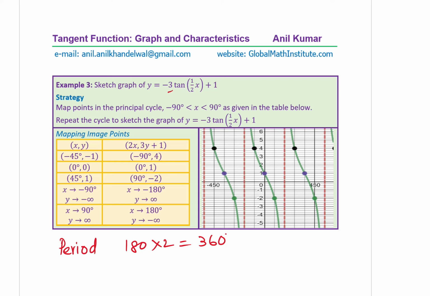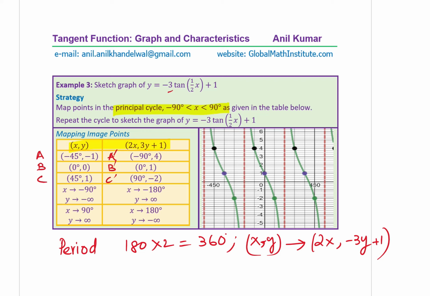So we'll map the points for the principal cycle, which is considered to be between minus 90 and plus 90, right? The table here indicates the values for the points A, B, and C, and we'll get the image points A dash, B dash, and C dash. The mapping here is: the x value gets multiplied by 2, so 2x. The y values get multiplied by minus 3, and then you add 1, correct? So that is the mapping.